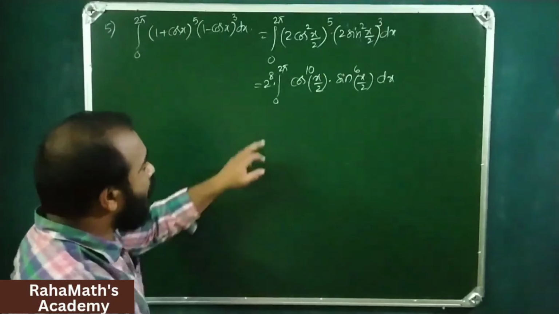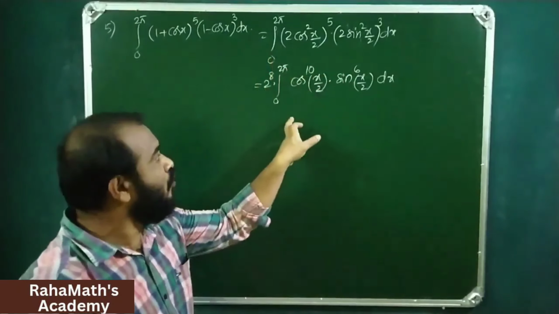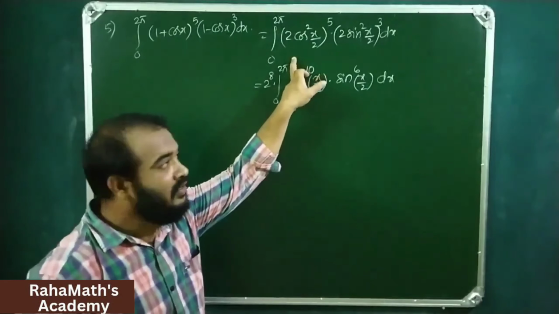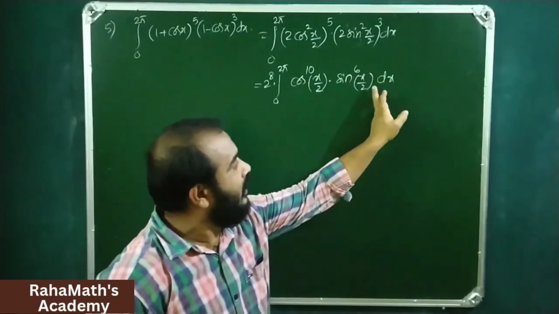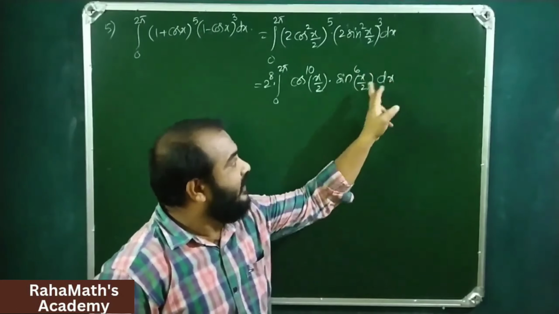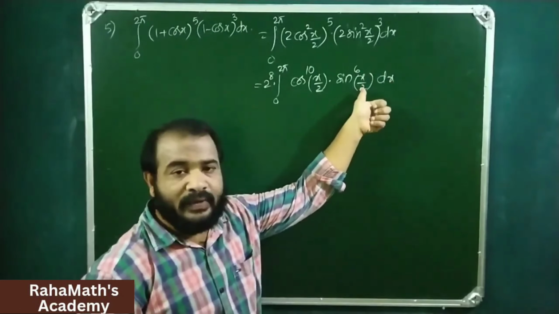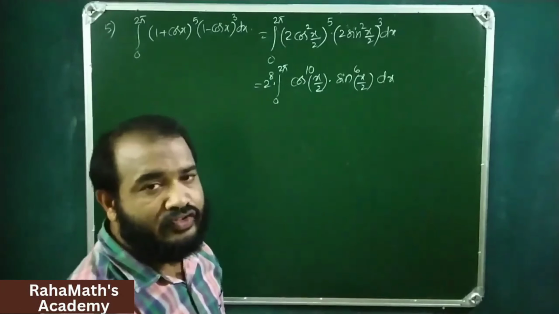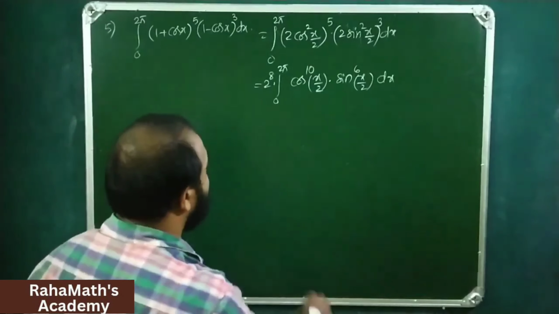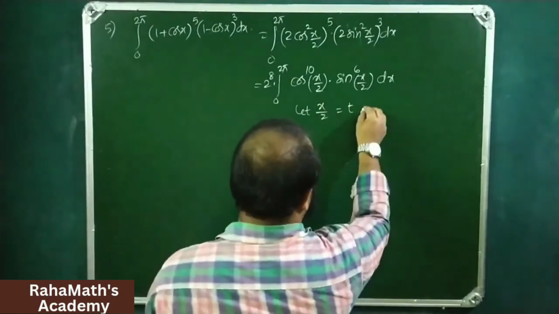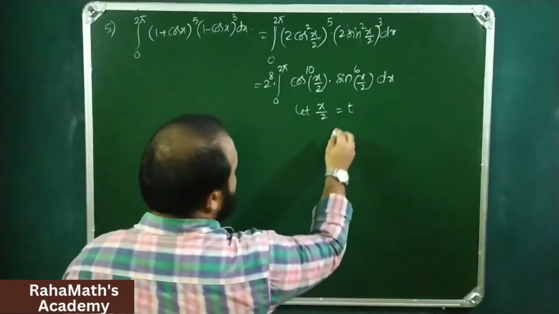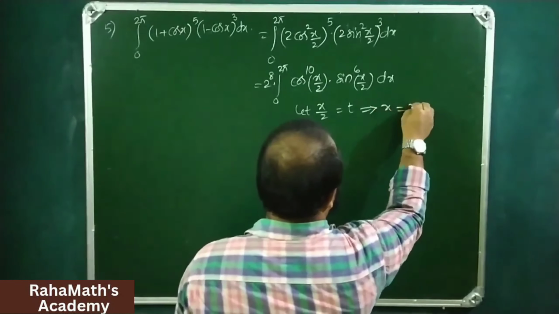So it is not in the regular 0 to pi by 2 fashion, and the cos power n x and sin power n x dx. Instead, x by 2 is here. So let us take the suitable substitution. Let x by 2 is equals to t, then x is equals to 2t.